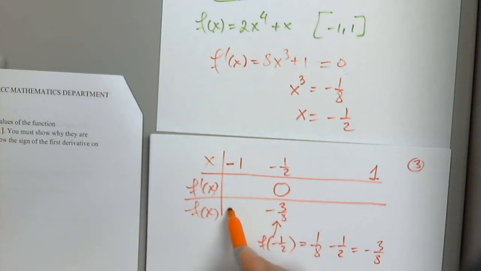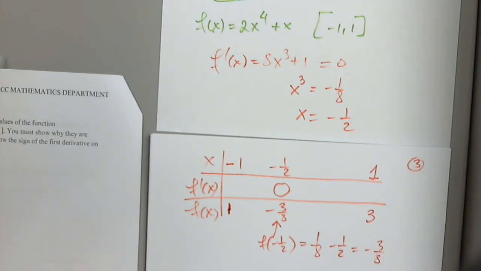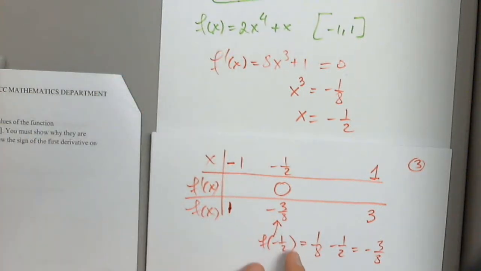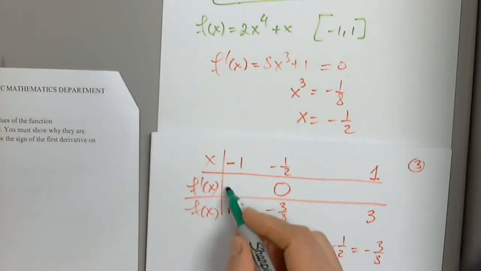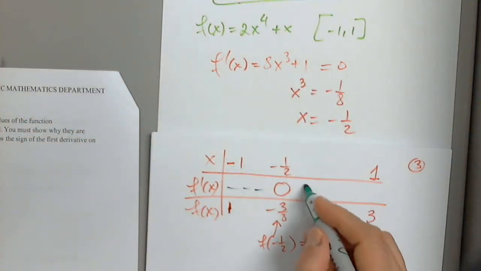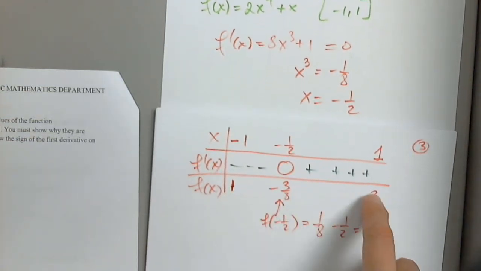What is the value for negative 1? For negative 1, I have 1. For positive 1, I have 3. Agreed? We have to determine the endpoints. So then I plug in the derivative, I plug in negative 1, then I get a negative. I plug in 1 and I get positive. Now I have to make sure that this row works well with this.